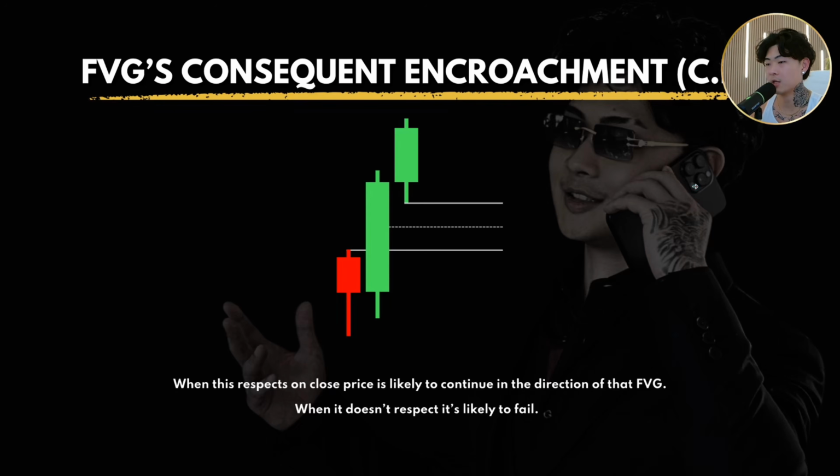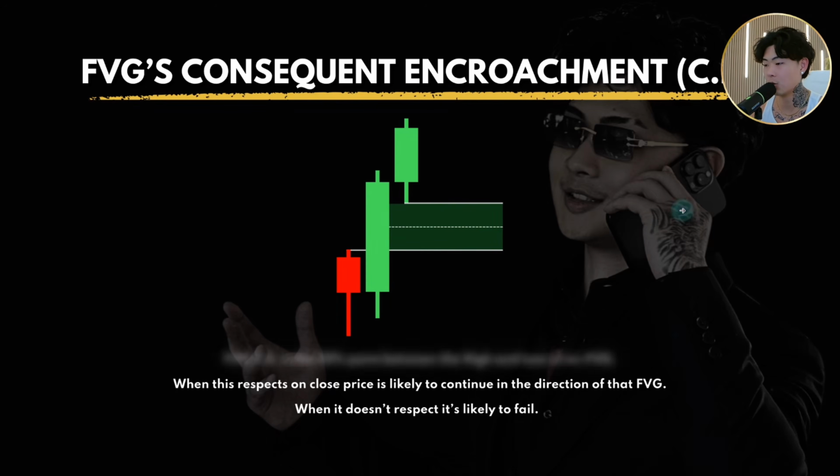Now, fair value gap consequent encroachment is simply the midpoint of a fair value gap. So if you take your equilibrium tool and grade a fair value gap, the middle point is the consequent encroachment. And I'll show you how to turn that on as well on TradingView. But just so you guys know, it is the 50% point between the high and the low of the fair value gap. And when the candle respects this level on close, price is usually likely to respect the direction and continue in that direction.